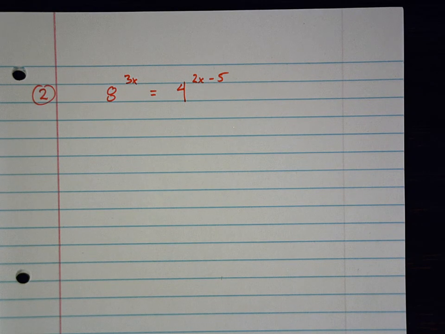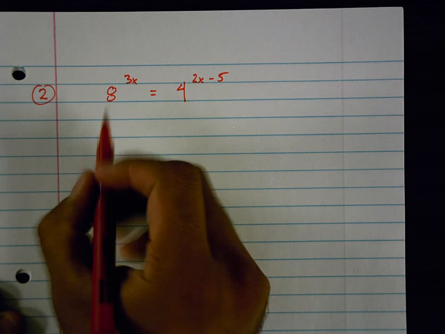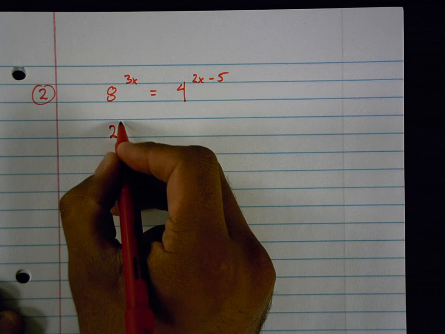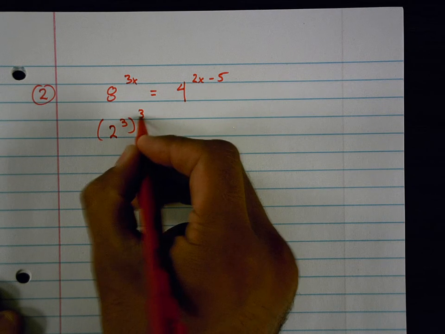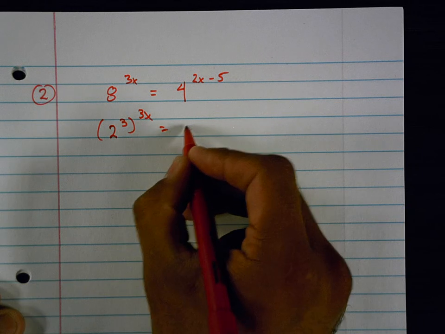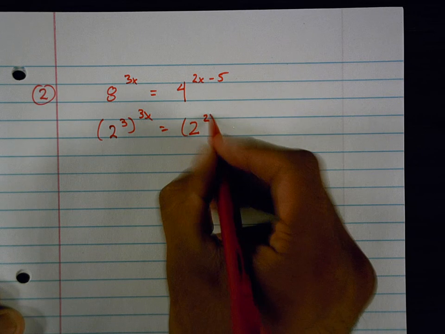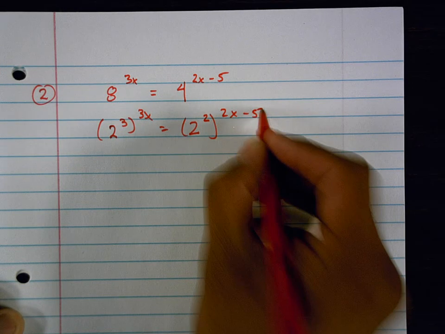This is the Algebra 2 practice final from the green workbook, just the even solutions. Question number 2. When you're looking at this one, whenever you see variables in the exponent, you want to think common bases or like bases. So I'm going to turn 8 into 2 to the third, all raised to the third, and I'm going to turn 4 into 2 to the second, all raised to the 2x minus 5.